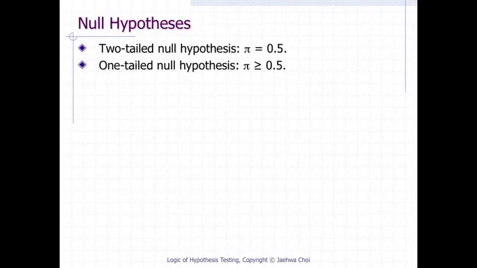The null hypothesis for the two-tailed test is that pi equals 0.5. By contrast, the null hypothesis for the one-tailed test is that pi is greater than or equal to 0.5. Accordingly, we reject the two-tailed hypothesis if the sample proportion correct deviates greatly from 0.5 in either direction. The one-tailed hypothesis is rejected only if the sample proportion is much greater than 0.5.